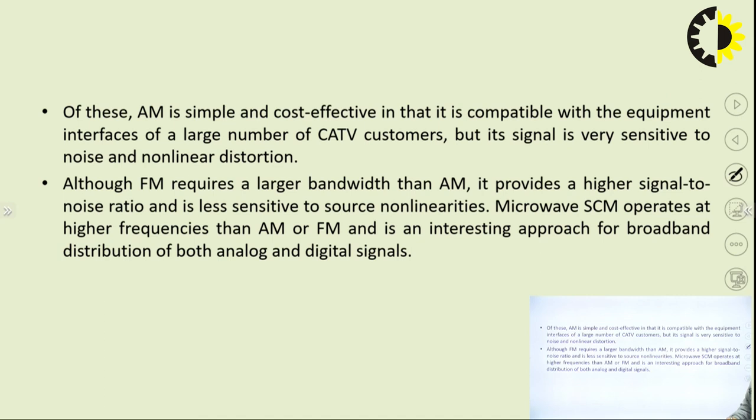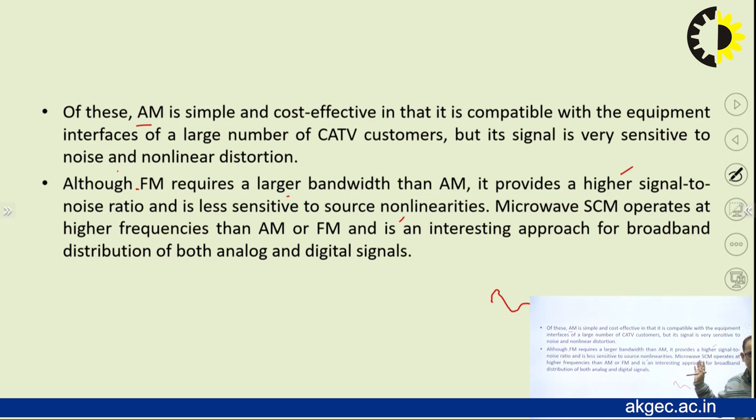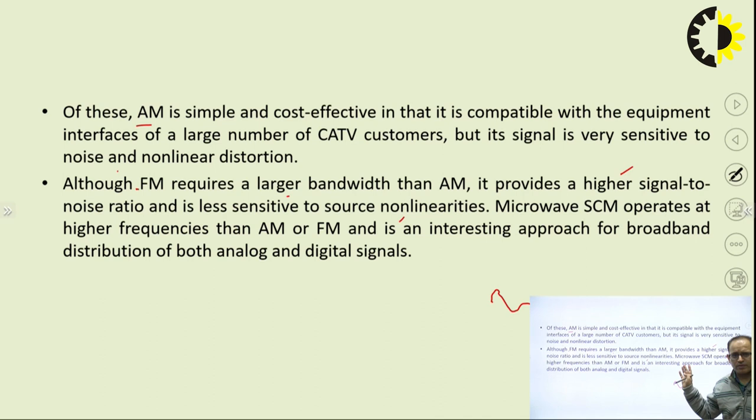Now see, as we know, AM is simple and cost effective, and compatible with the equipment. Clear? But it is very sensitive to noise and nonlinear distortion. That's why we always prefer frequency modulation. Though frequency modulation requires a larger bandwidth than AM, it provides a higher signal to noise ratio, meaning it is less sensitive to noise and nonlinear distortion. Clear? So we always prefer frequency modulated FM as compared to AM.